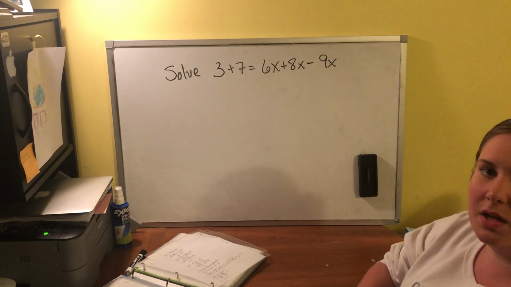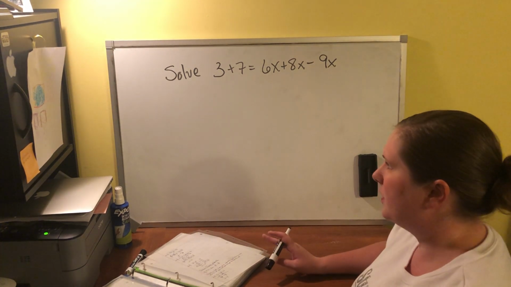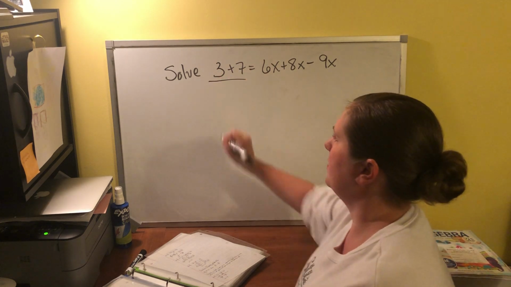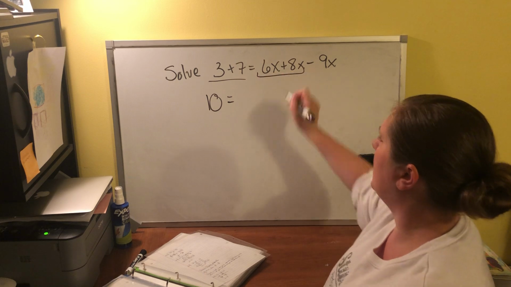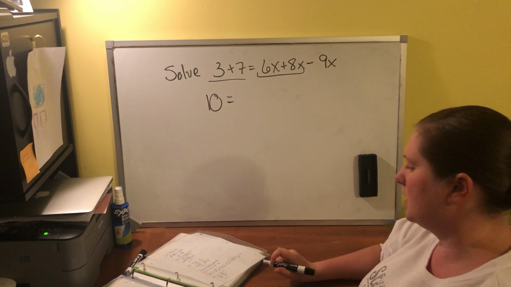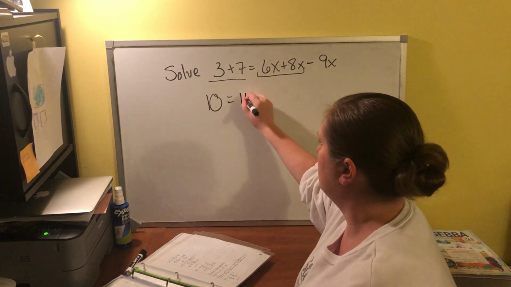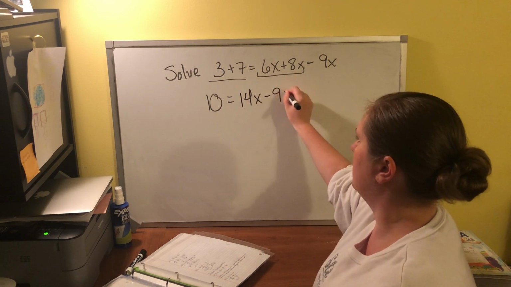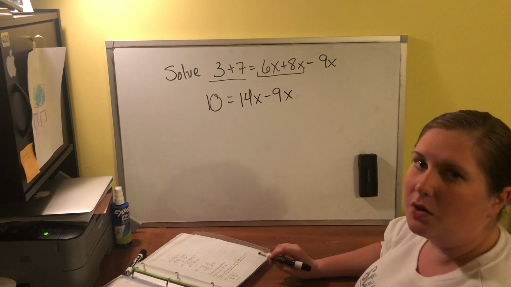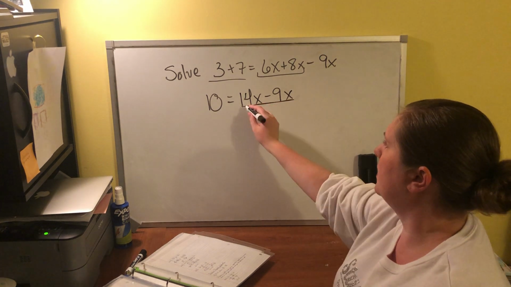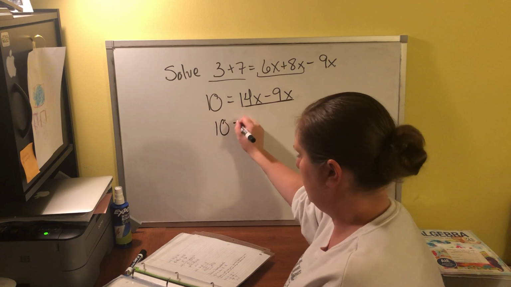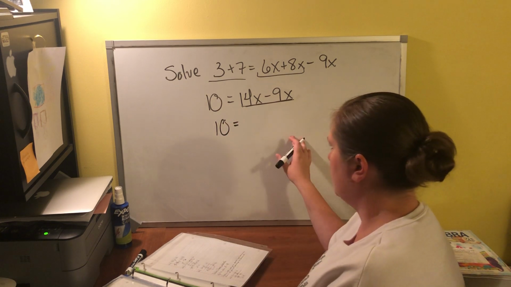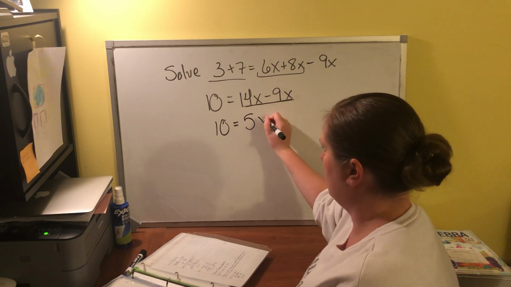Okay, so let's start on the left-hand side of the equal sign and see if we can simplify, and we can. I can add 3 plus 7 together to get 10. Equals, now, order of operations on the right-hand side. I need to handle the 6x plus 8x first to give us 14x minus 9x. Now, if you notice, these both have x's, they're both like terms, so I can simplify. So I'm going to bring down the 10 equals 14x minus 9x, which gives us 5x.